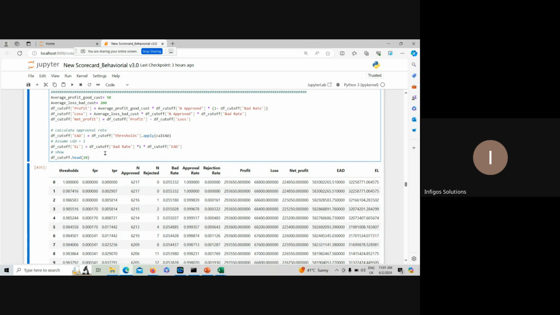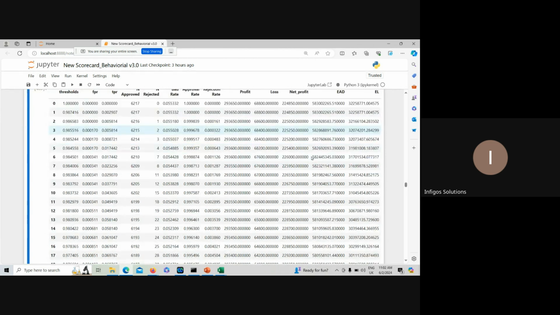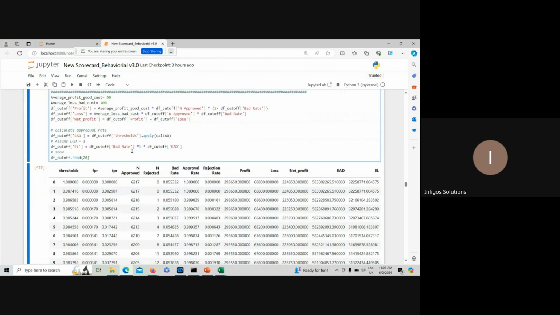For EAD, we have assumed an LGD of 1. And for EAD, we calculate how much loan balance we have for that particular approval rate. And then we have the bad rate, which is the PD. Multiply by LGD, multiply by EAD, and we get the expected loss. This is the calculation which is shown here. Let me run it.